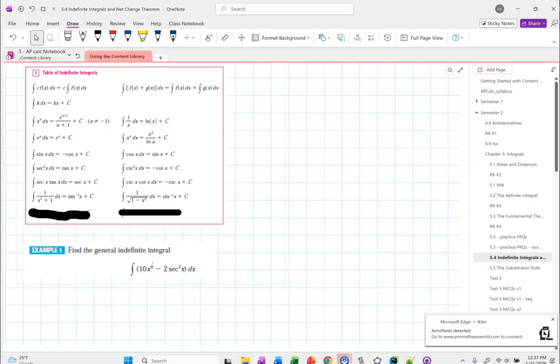So this table here is one that you should have memorized. This is all of our antiderivative rules that we've now recast as integral rules. It's the same derivative rules you've seen, just packaged backwards. It's the same as the antiderivative rules we looked at in 4.9. So this isn't new, this is just recast. Are these things you should have memorized? Yes.